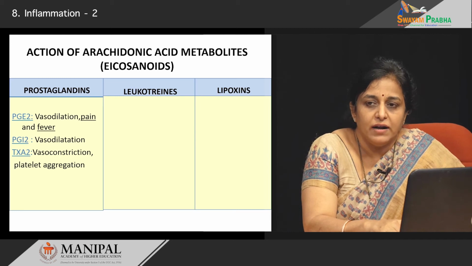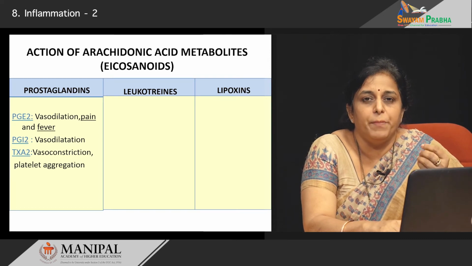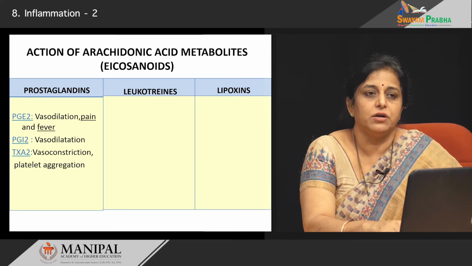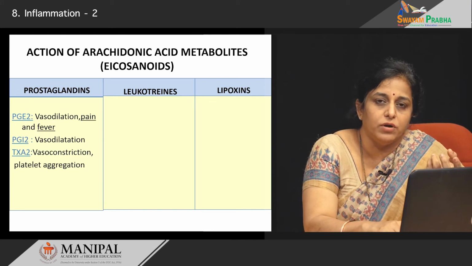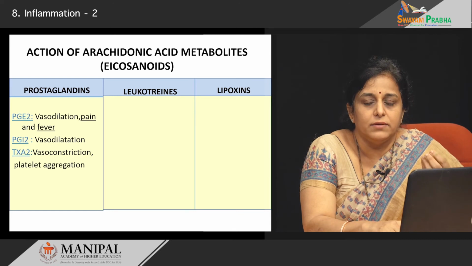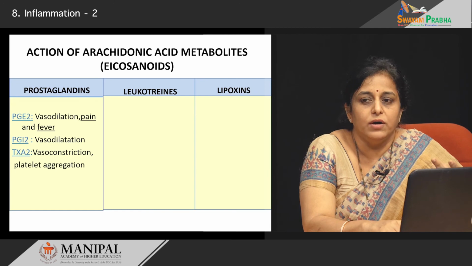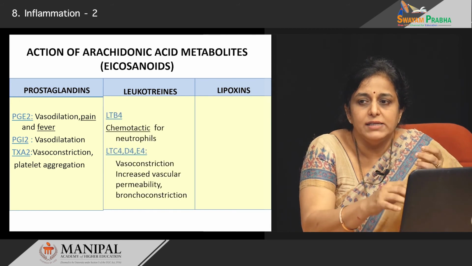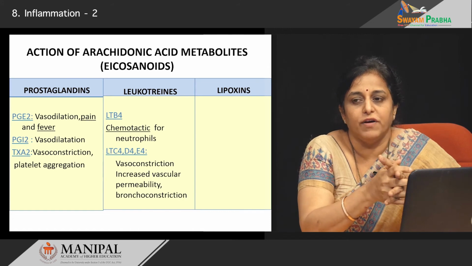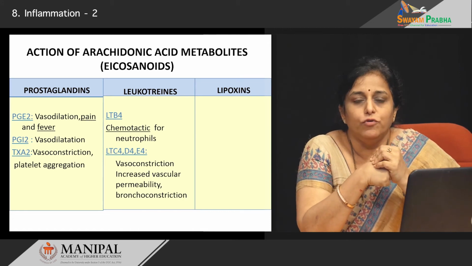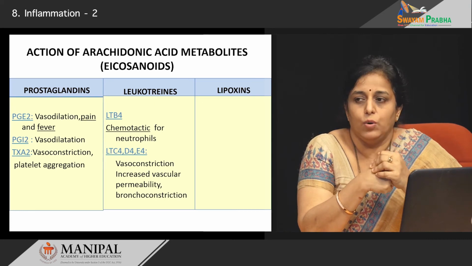So, this is the other way of looking at it. What are the effects that prostaglandins produce? PGE2 causes vasodilatation. In addition, the pain and fever that you get when you have an inflammation, for example, acute tonsillitis or acute sinusitis, the pain that you get at the site of inflammation or the fever that you get is caused by prostaglandins. PGI2 causes vasodilatation. Thromboxane A2, I told you, has an opposing effect to prostaglandin I2 and causes vasoconstriction. Leukotrienes, we learnt LTB4 is an important chemotactic factor, and C4, D4 and E4 cause increased vascular permeability and vasoconstriction.